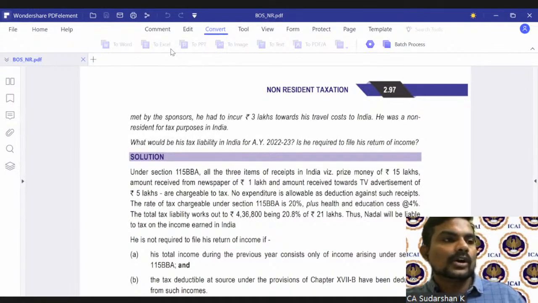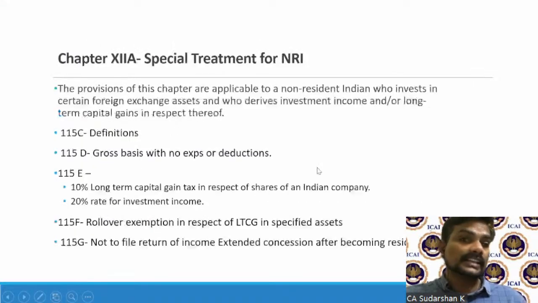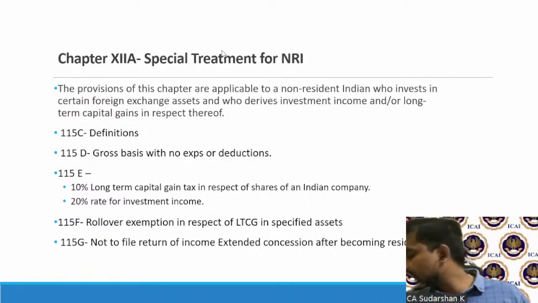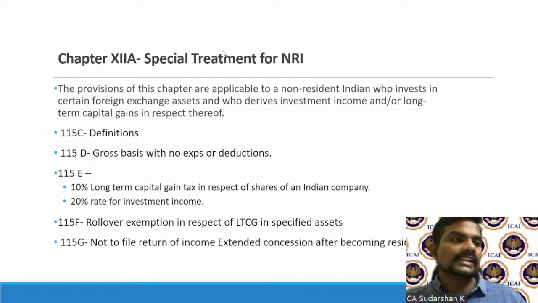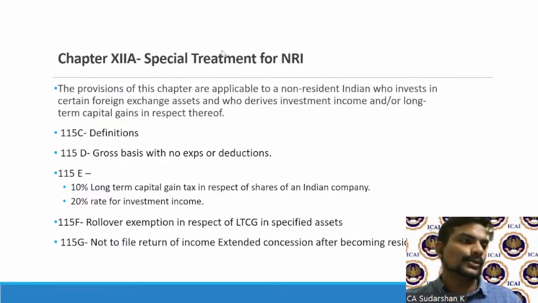Now, on chapter 12A, this is a specific treatment available for non-resident individuals, non-resident Indians precisely. Just like chapter 12, determinants of tax in special cases, chapter 12A is specifically for non-resident Indians. So as you may know, this is to promote NRIs bringing back money into India.